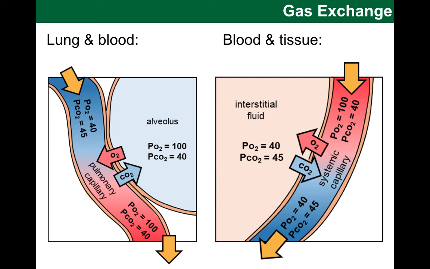And the reverse is true for carbon dioxide. The partial pressure in blood arriving from the pulmonary circulation is 40 millimeters of mercury for carbon dioxide, while in tissues it is 45 millimeters of mercury. Therefore, carbon dioxide moves from the tissue to the blood in the systemic circulation. I hope that this has helped to explain the directions in which gases move at these two sites of gas exchange.